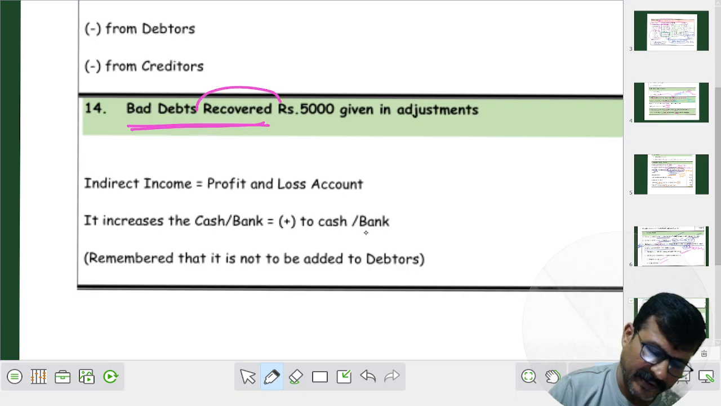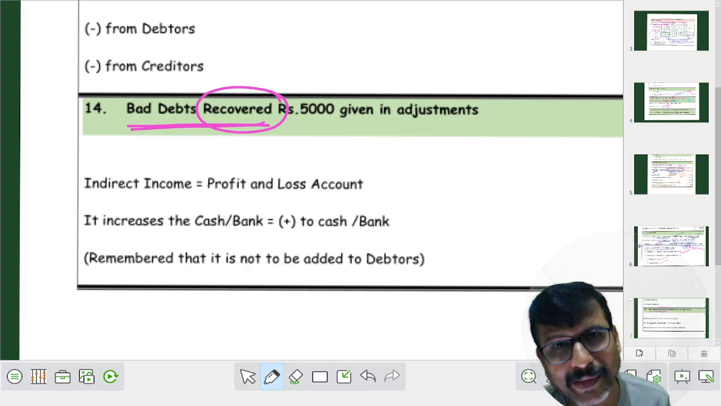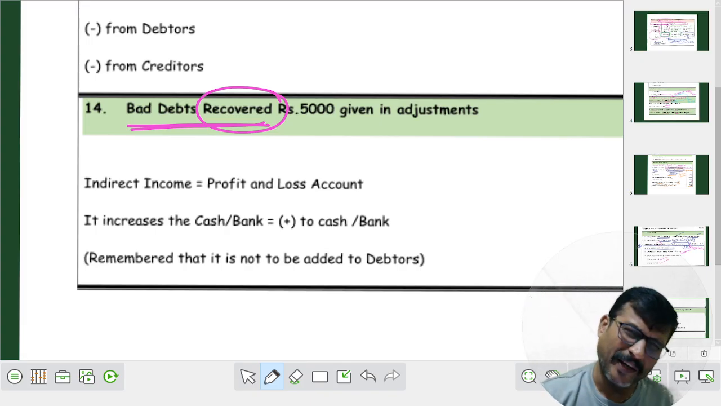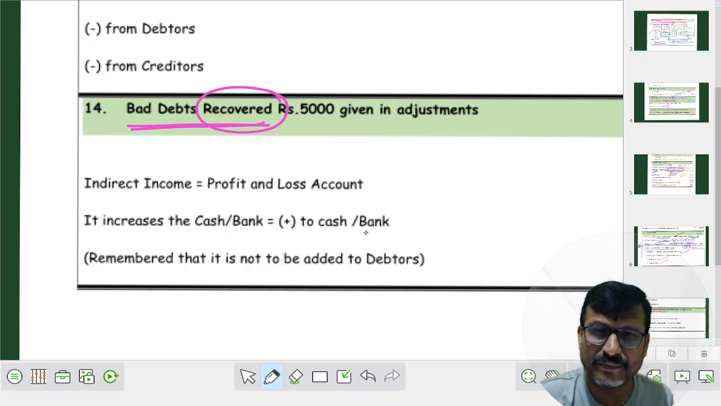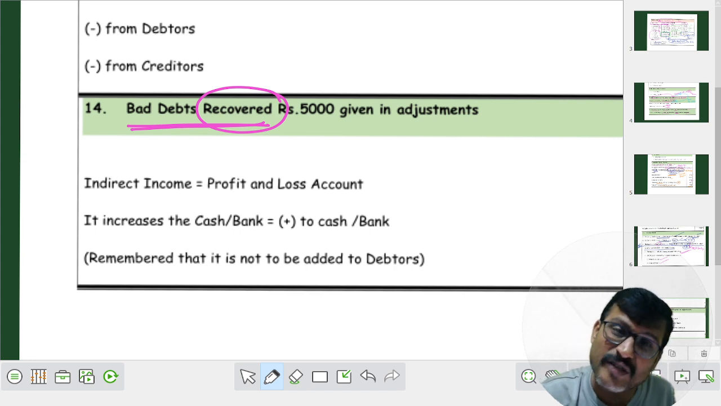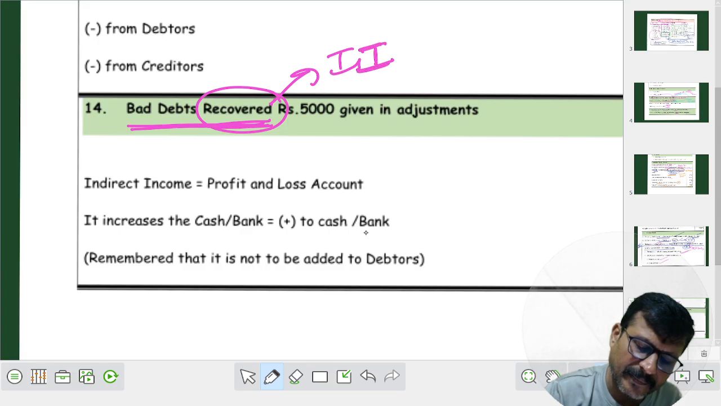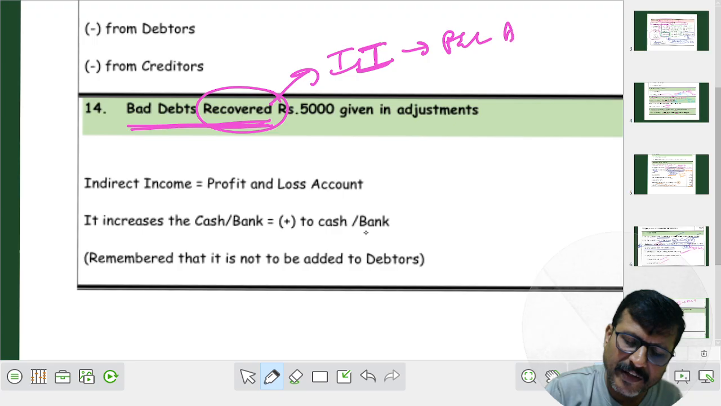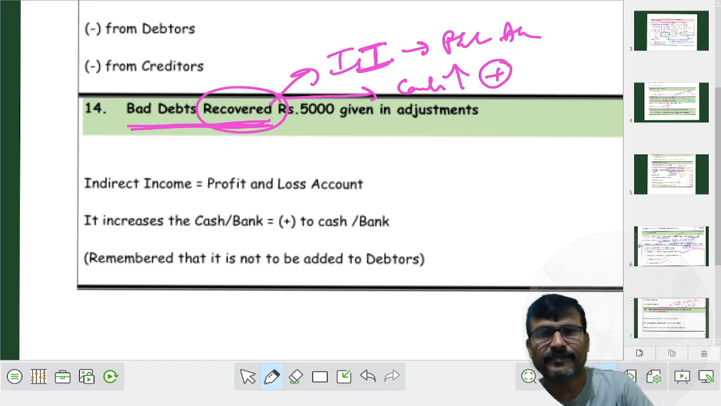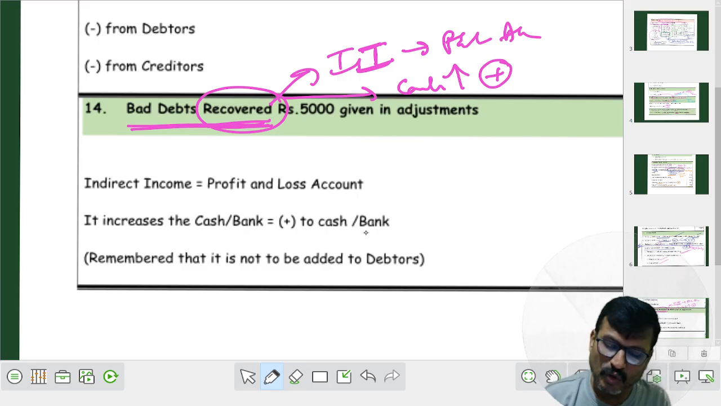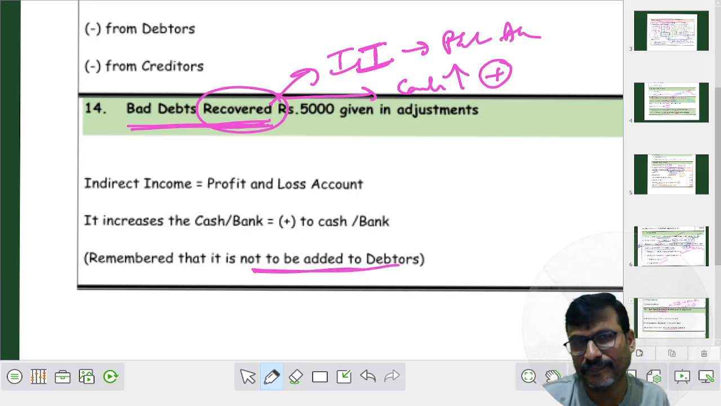Bad debts recovered. What? Bad debts recovered. If this point is given in adjustment, then we can say that recovered means it is an indirect income. It comes in profit and loss account. Since it is recovered, this will increase the cash. We have to add to cash. Remember, it is not to be added to debtors.